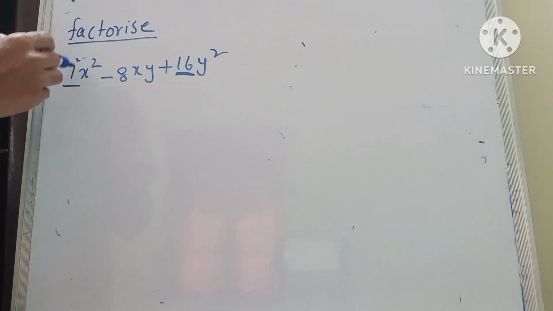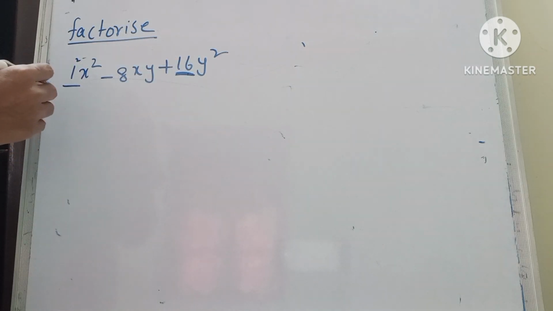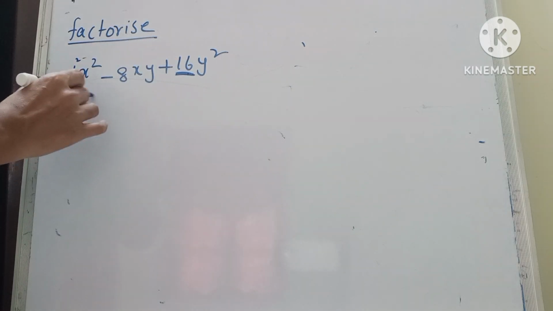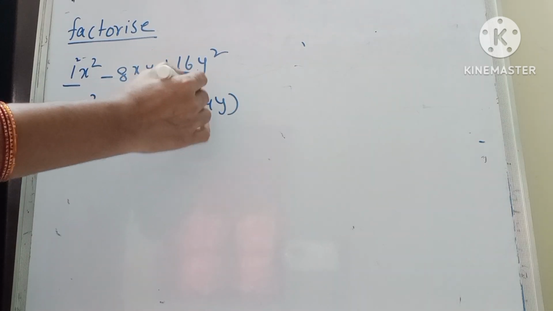Here there is no coefficient, which means 1. Can we write 1 as a square, 1 square, and 16 can be written as 4 square? So yes, this is the perfect square trinomial. So which is x square minus, this can be written as 4y whole square.